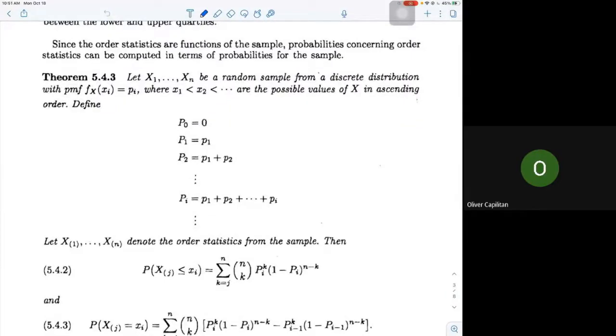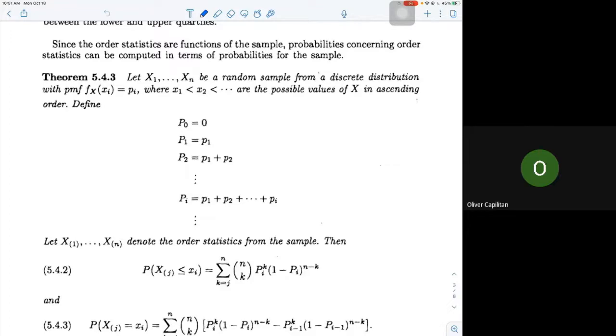Okay, so we have here theorem 5.4.3. This is for the discrete case. Let X sub 1 up to X sub n be a random sample from a discrete distribution with PMF f sub X evaluated at x sub i equal to p sub i, where x sub 1 is less than x sub 2, and so on and so forth, are the possible values of X in ascending order. Since we have a random sample here.